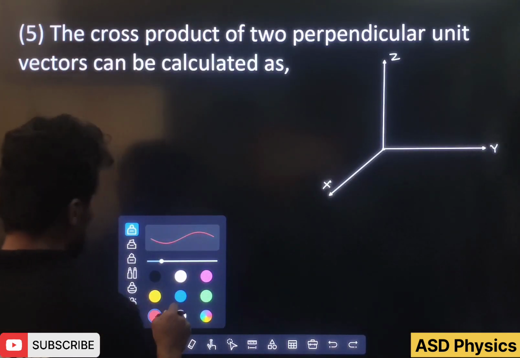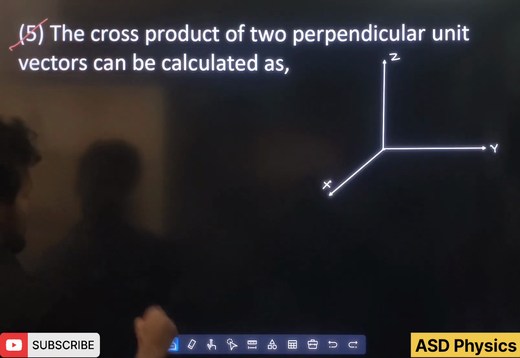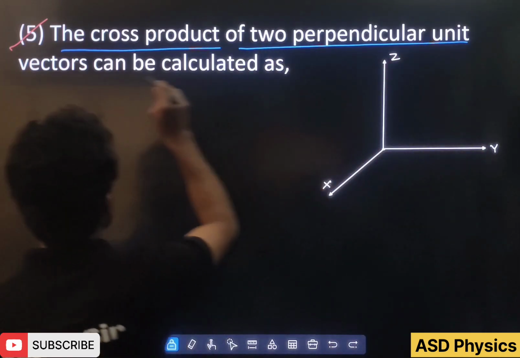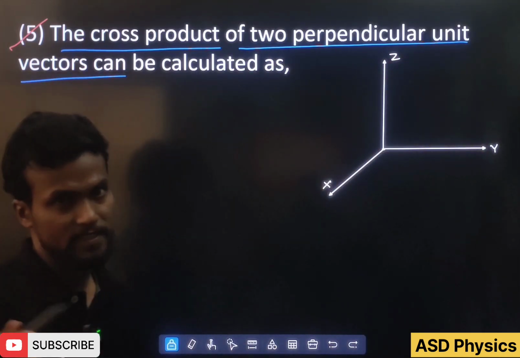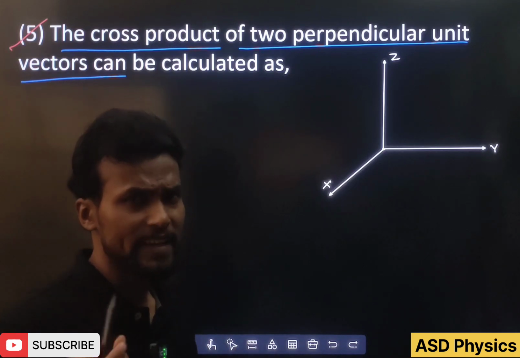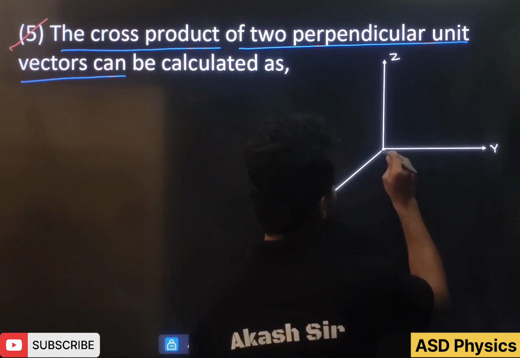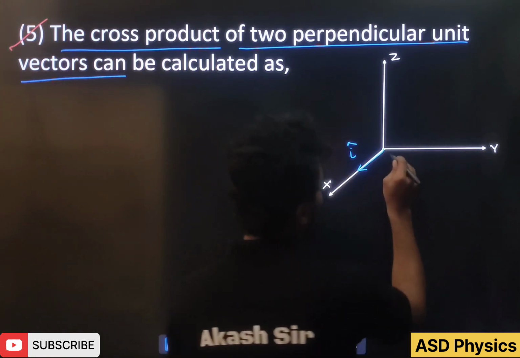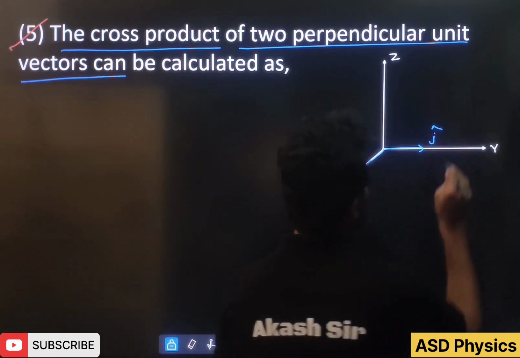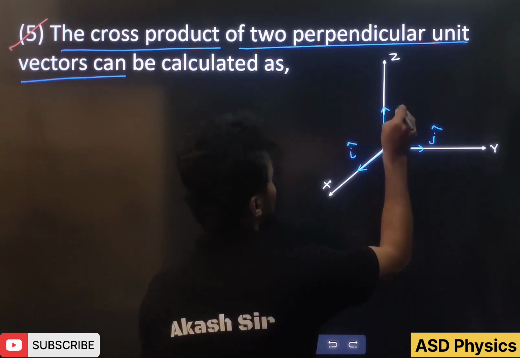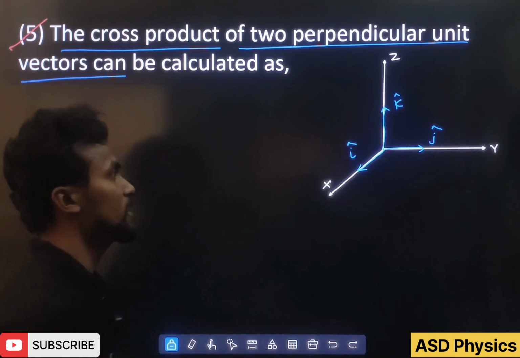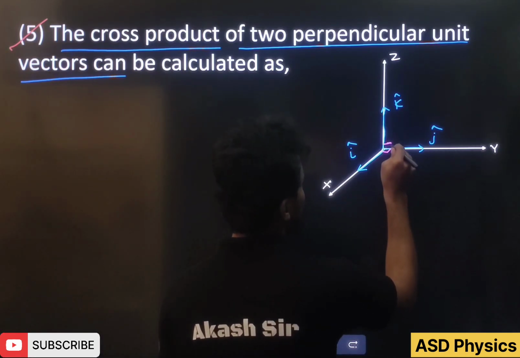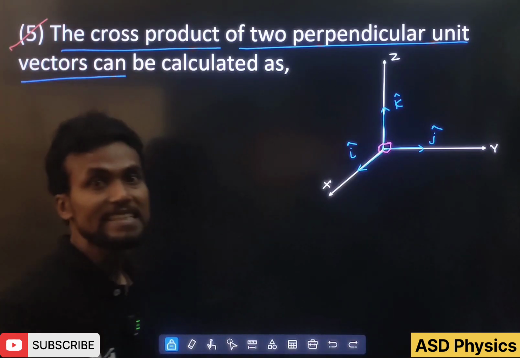We will continue further. This application is very important. See, fifth application. What is the fifth application? The cross product of two perpendicular unit vectors can be calculated as here. So here we are going to use the right hand thumb rule. Now let's see. This is x direction. In x direction, what is the unit vector? i cap. Y direction, what is the unit vector? j cap, and along z direction what is the unit vector? k cap. And what angles are they making? They all are making how much angle, students? 90 degree. All are 90 degree angles.